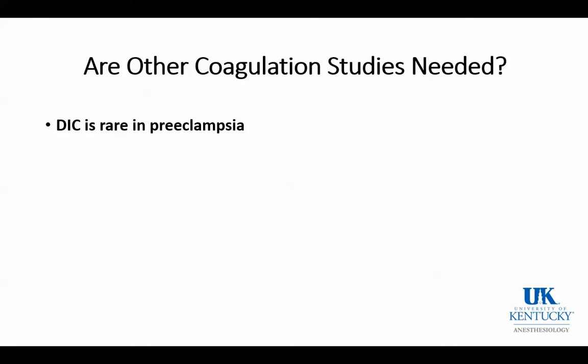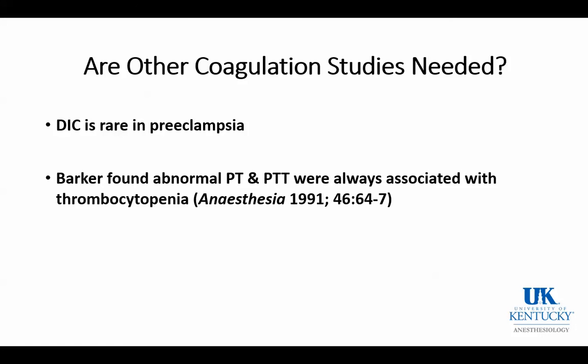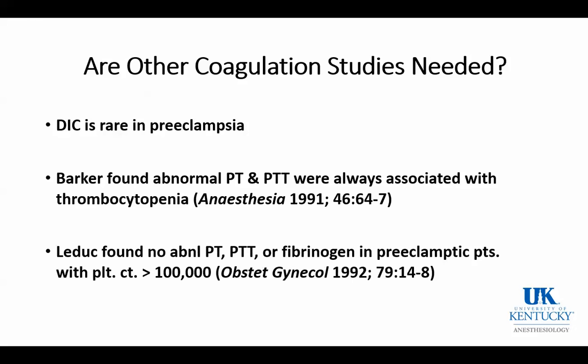I will tell you that back when I was a resident, we got PT, PTT on every single patient with the diagnosis of preeclampsia. The reality is, though, that DIC is rare in patients with isolated preeclampsia, no other conditions like an associated abruption. And it's actually been shown in some retrospective studies that virtually the only patients that you're going to see abnormal other coags, like a prolonged PT, PTT, are going to be in those patients who already have thrombocytopenia. There have been a couple of retrospective studies that have found that.